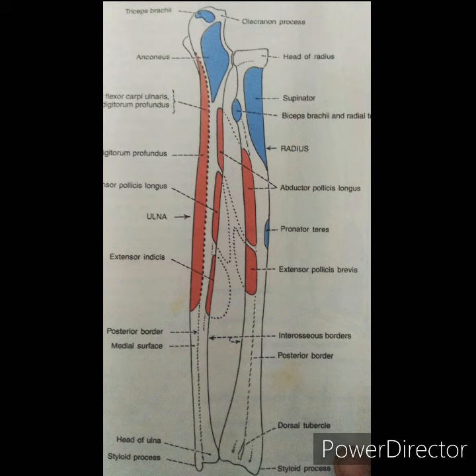radial notch of the ulna. The ulnar collateral ligament of the wrist is attached to the styloid process. The articular disc of the inferior radioulnar joint is attached by its apex to a small rough area just lateral to the styloid process.